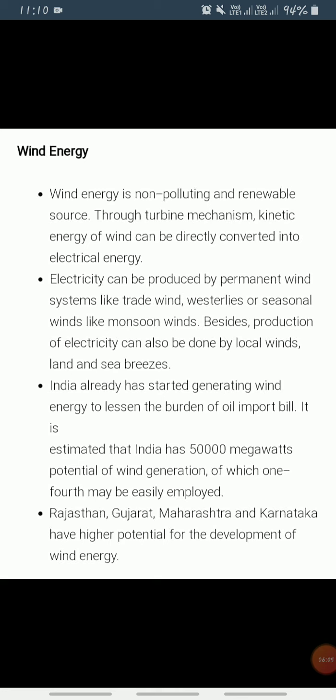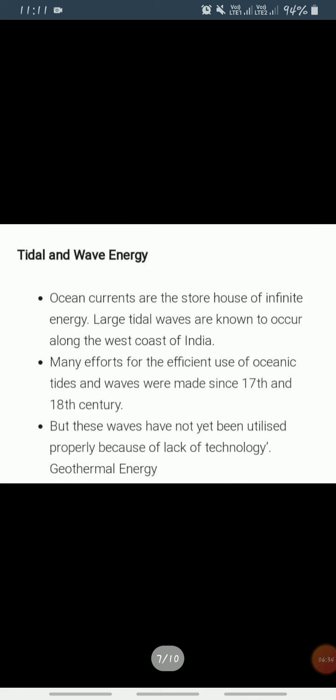The country's potential of wind power generation exceeds 50,000 megawatts, of which 1/4 can be easily harnessed. In Rajasthan, Gujarat, Maharashtra and Karnataka, favorable conditions for wind energy exist. So these are the places where we can easily produce wind energy. Come to the next, which is tidal and wave energy.